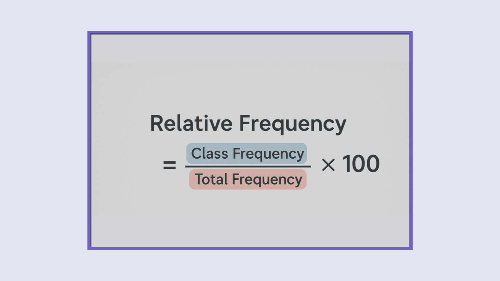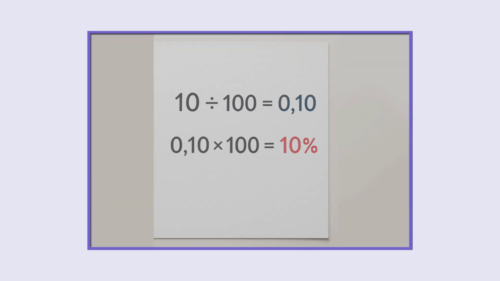Relative frequency expresses how often a class appears relative to total observations. Relative frequency is equal to class frequency divided by total frequency multiplied by 100. If 10 out of 100 students scored between 40 to 50, the relative frequency is 10%.